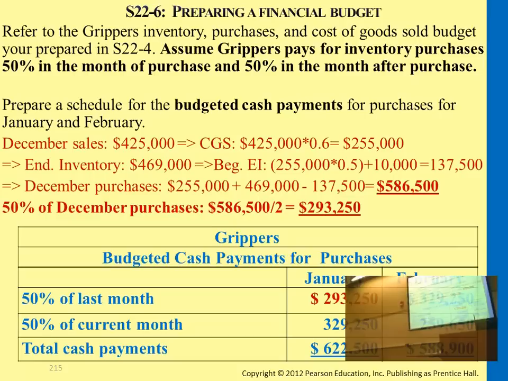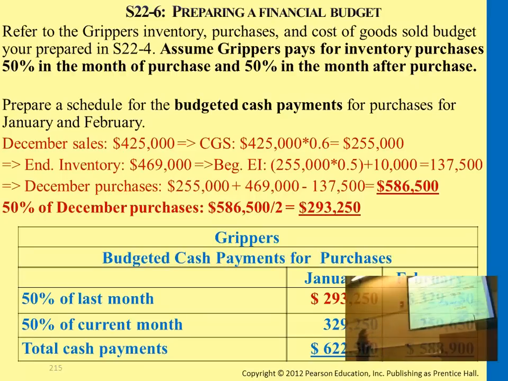Okay, so once again, December's purchases, we need to trace back to what is December's expected sales, which is given to you, $425,000. Then, second question is, based on the sales, what is the expected cost of goods sold? 60% of sales. So that will give you $255,000 as cost of goods sold. Then based on cost of goods sold, that's the portion of the inventory that you expect to sell out. Ending inventory is the portion that you expect to keep.